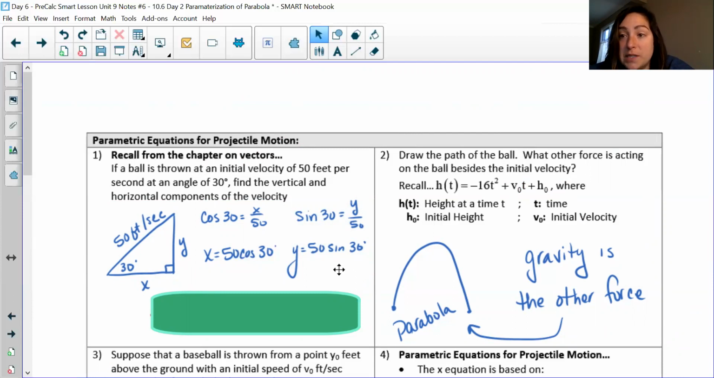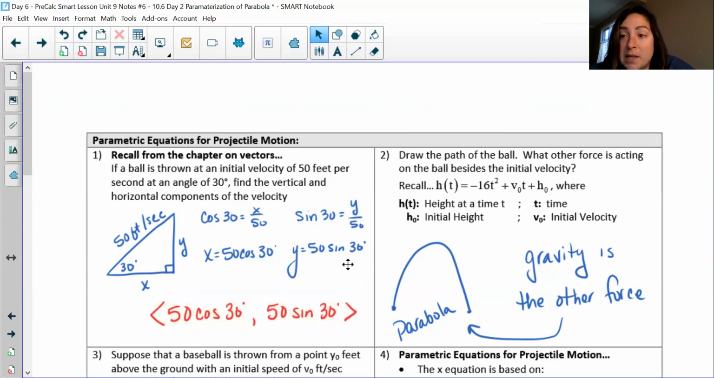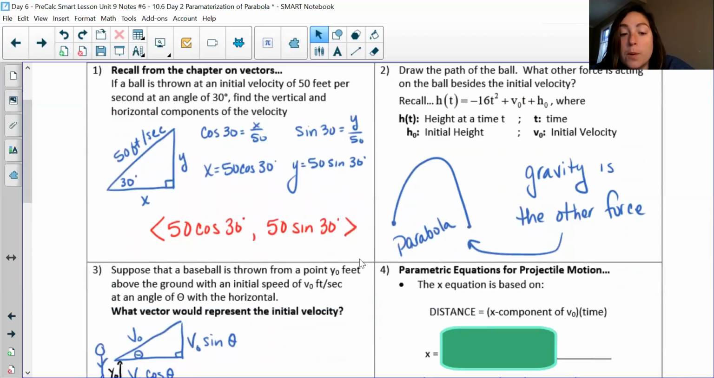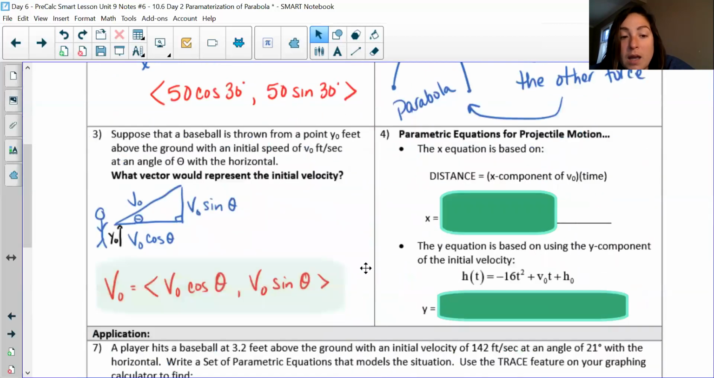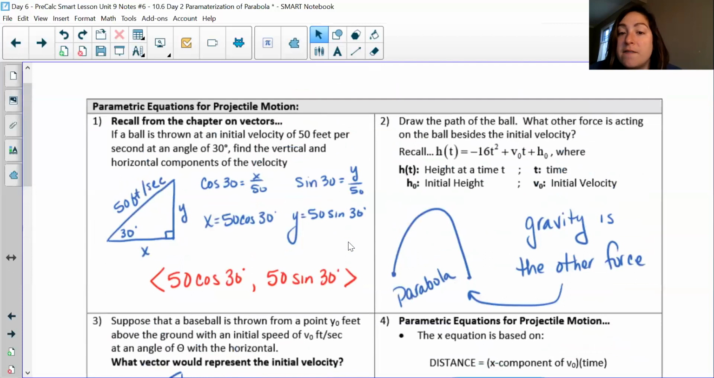So y equals 50 sine 30. So we end up getting the vector 50 cosine 30, 50 sine 30. Or if you remember, we can get the vector as magnitude times cosine theta, magnitude sine theta. So in this case, velocity cosine theta, velocity sine theta. But there are more things that affect the ball other than initial velocity.